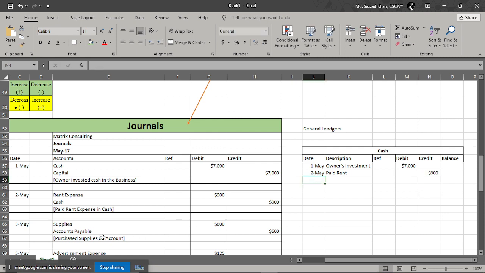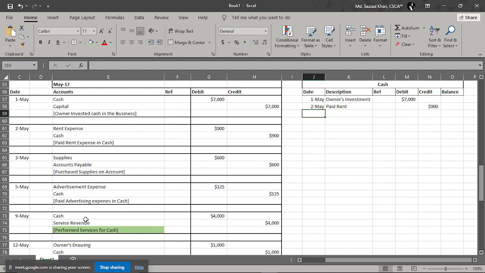Okay. In the 3rd of May, is there any cash? Do you see any cash? No. So we don't take. Okay. In the 5th of May, do you see any cash? Yes, there it is.